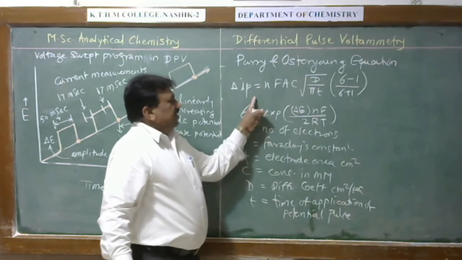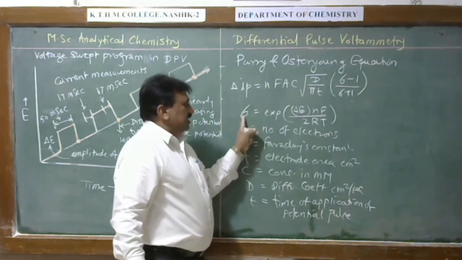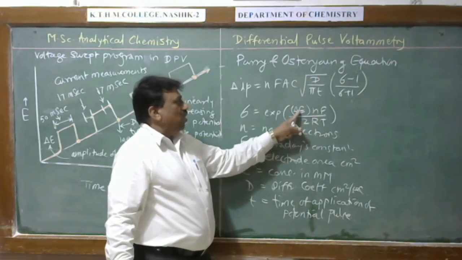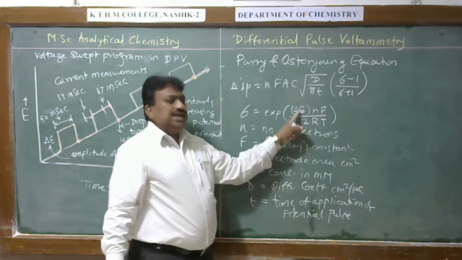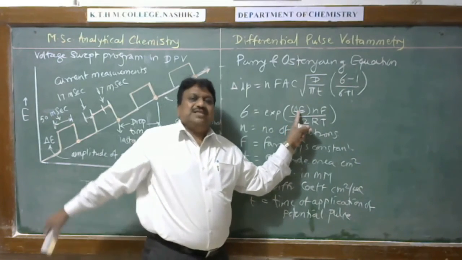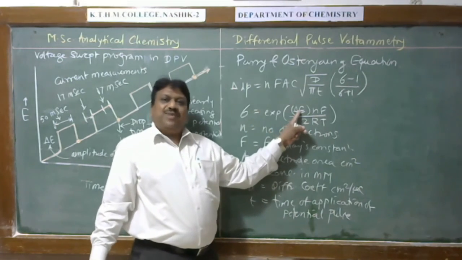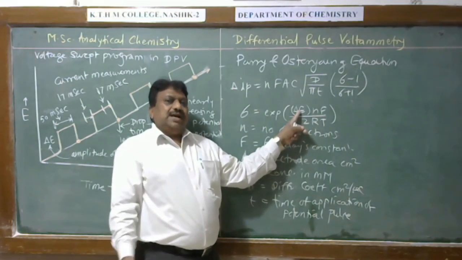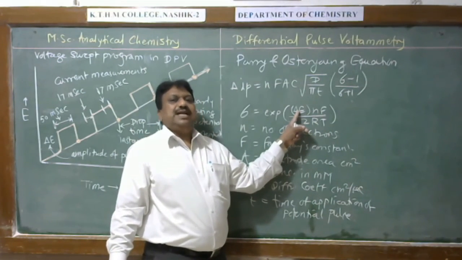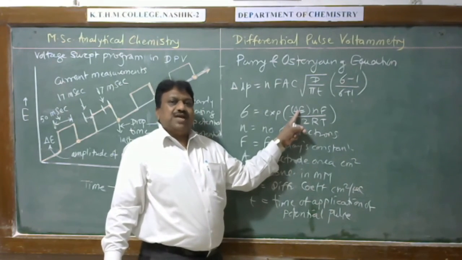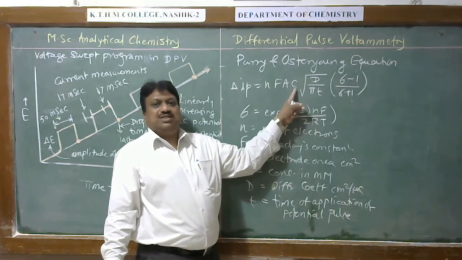And in this equation, delta IP is directly proportional to concentration, as well as to the pulse amplitude delta E. Therefore peak current is directly proportional to concentration as well as directly proportional to the pulse amplitude. If pulse amplitude is more, then peak current is more. Therefore for analyte measurement, as it is a comparative method, the amplitude of the potential pulse is kept constant for measurement of sample and standard, then this peak current is directly proportional to the concentration.